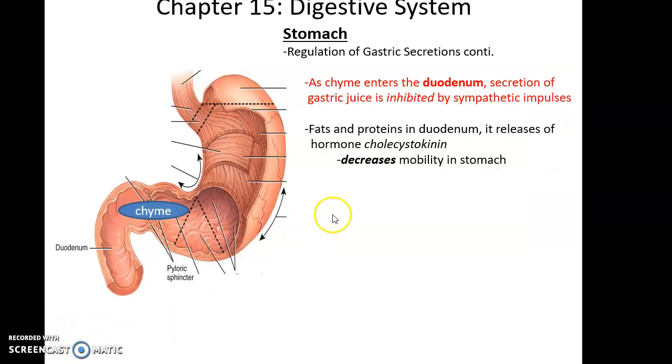All right, so as the chyme enters the duodenum, so the stomach is ready, it sends the chyme out into the duodenum, the smallest portion of the small intestine. The secretion of the gastric juice is inhibited by the sympathetic division of the autonomic nervous system. As the chyme enters the duodenum, the fats and proteins will cause the release of a hormone called cholecystokinin. And one thing cholecystokinin does is decrease motility in the stomach. So it causes the stomach to relax because, hey, the stomach should be empty now.